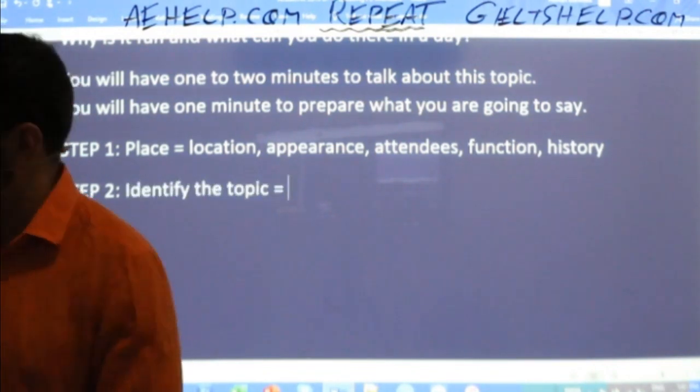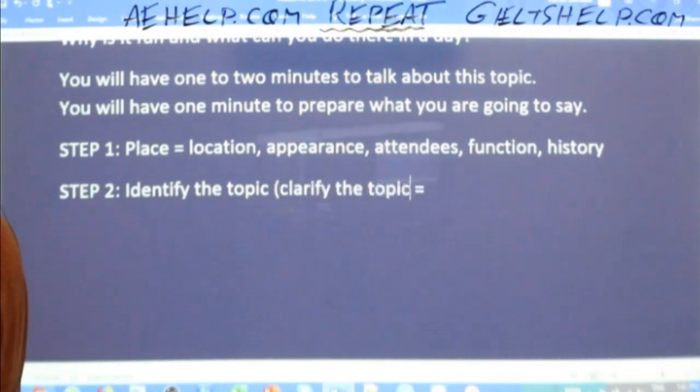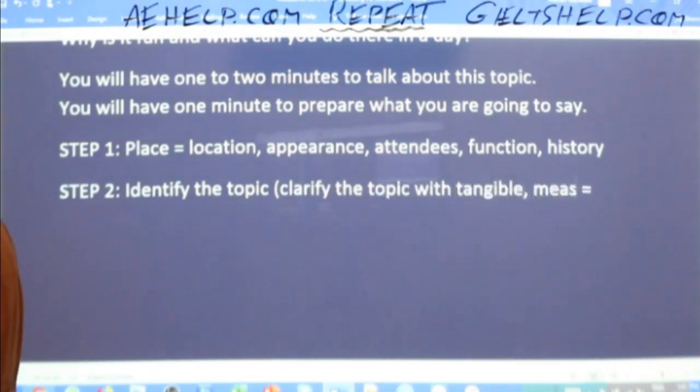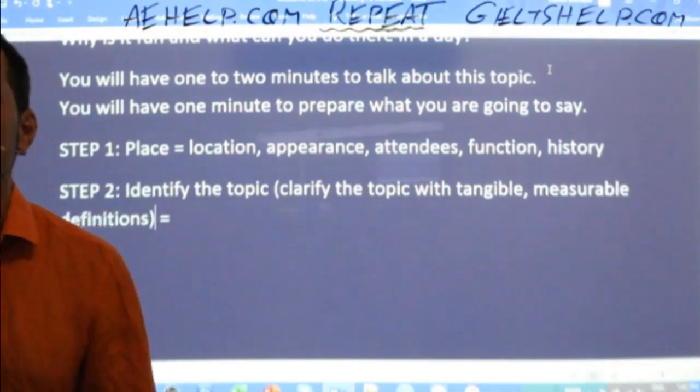And when you identify the topic, you can also think about it like clarify the topic with tangible, measurable definitions. I'll get into that in a minute, what I mean by that.